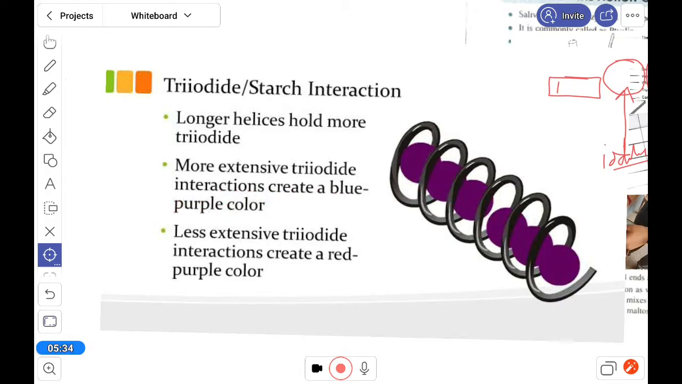But when this chain is broken, it means it goes into simple limit dextrin or maltose or glucose, so the iodine will not be trapped and there will be no blue color, only the yellowish iodine color. That is the reason that starch shows the blue-black color. All right.